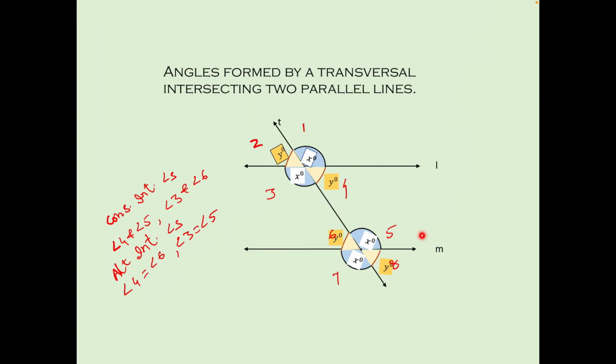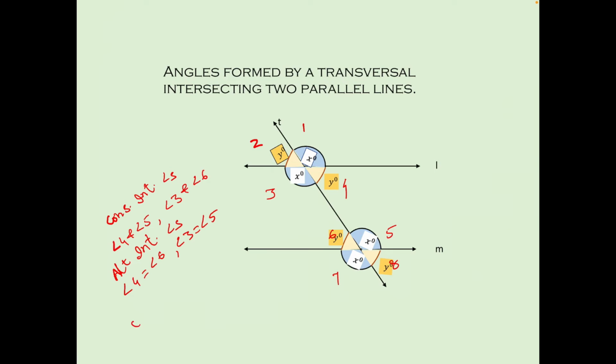Angles 1 and 5, or say 4 and 8, 2 and 6, 3 and 7, they have a relation. They are called corresponding angles and they will again have the same measure. As I told you, if they have the same measure, they will not be supplementary. The sum will not be 180 unless the transversal is perpendicular to the parallel lines, right? So angle 1 is equal to angle 5, 4 is equal to 8, angle 2 is equal to angle 6 and 3 is equal to 7. Why? Because they are corresponding angles.